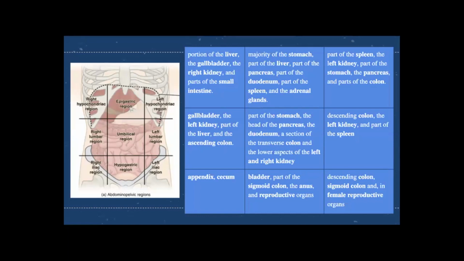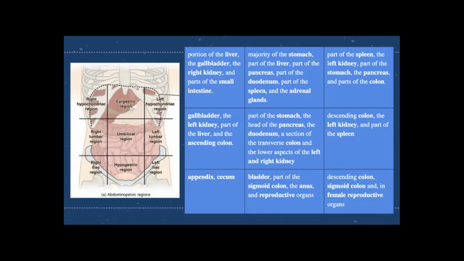Did we go over the left hypochondriac region? I'll just go over it again. In the left hypochondriac region, we have part of the spleen, the left kidney, part of the stomach, the pancreas, and parts of the colon. In the second row, the first box is called the right lumbar region. Over there, we have the gallbladder, the right kidney, part of the liver, and the ascending colon. If we skip the umbilical region and go to the left lumbar region, we have the descending colon, the left kidney, and part of the spleen.